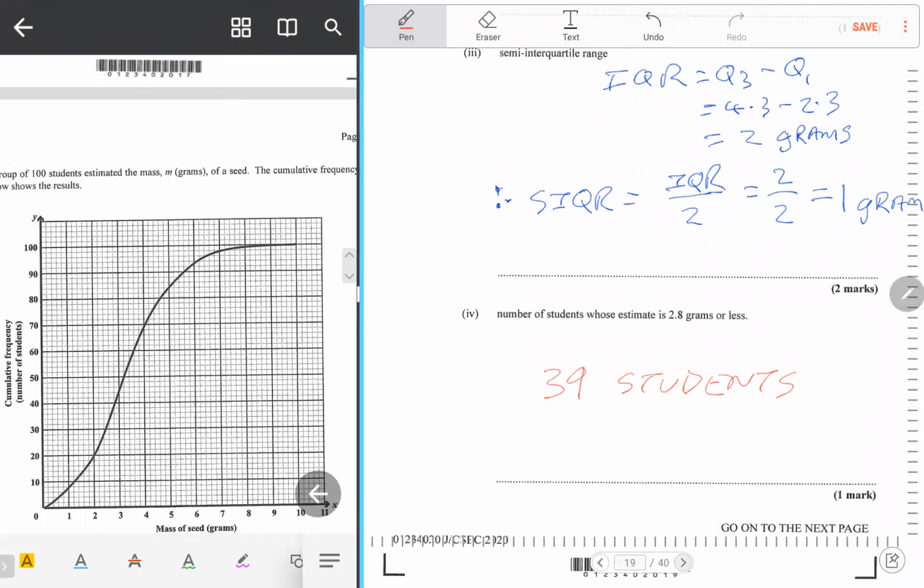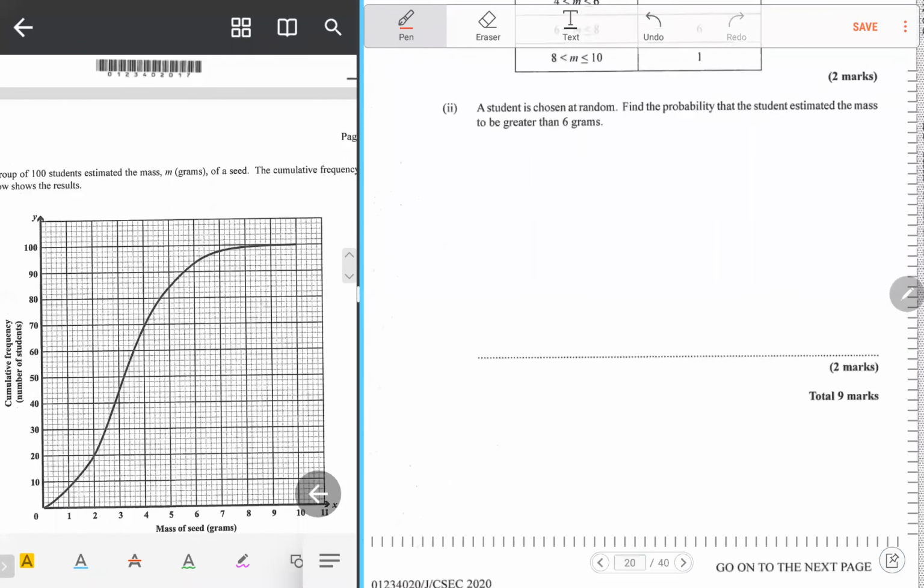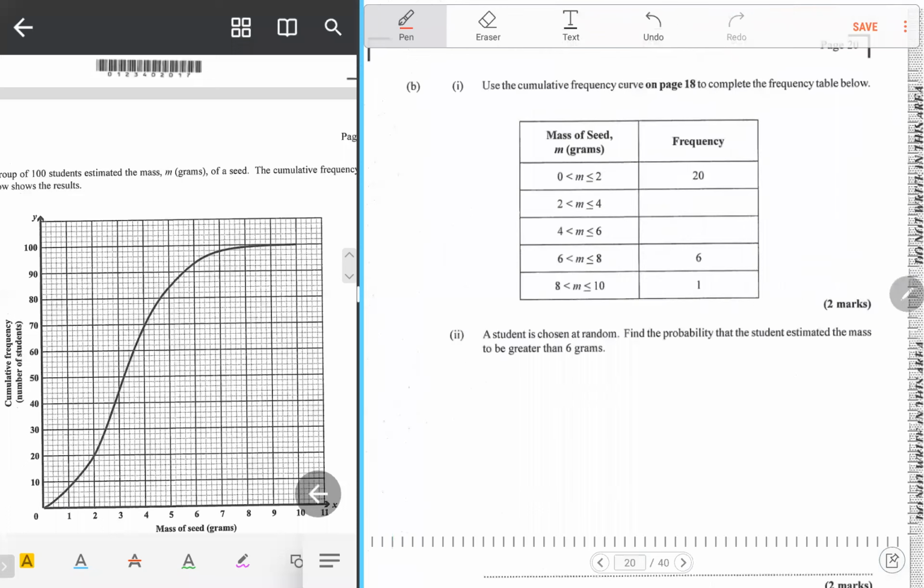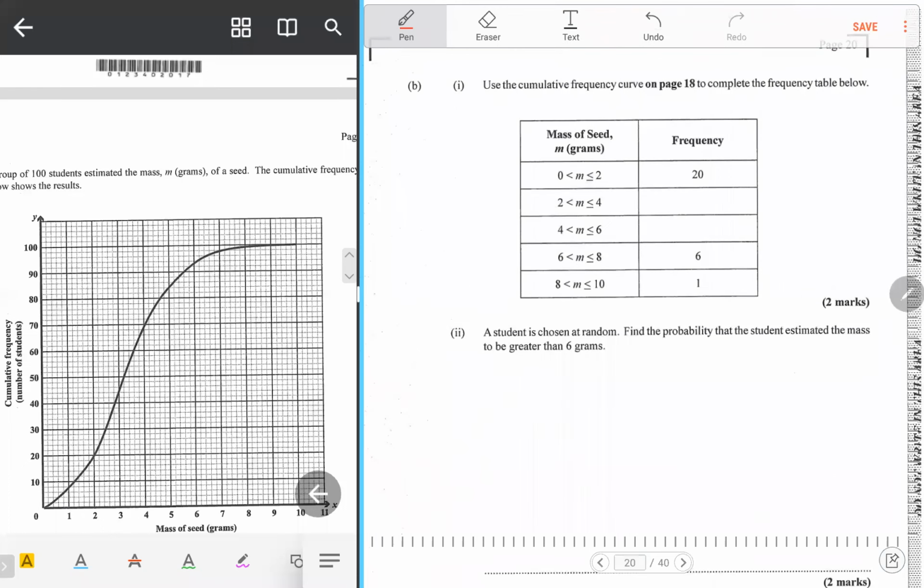Next part now. So next part now basically is saying we are to use the cumulative frequency curve to complete the frequency table. All right. So what they're doing, they're measuring some blocks of mass, sections of mass. And then say, let's complete the table. So the number of students who measure between 0 and 2, and then 2 and 4, then 4 and 6. So they're going up by 2. So they want to know the various little groupings.